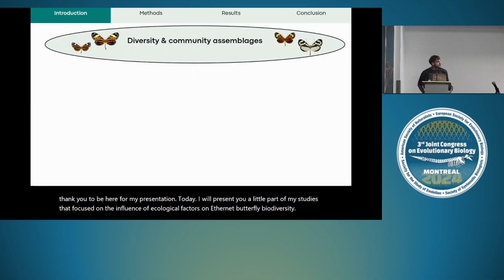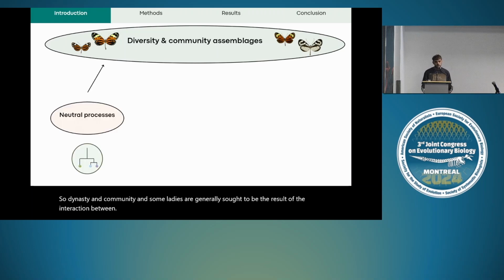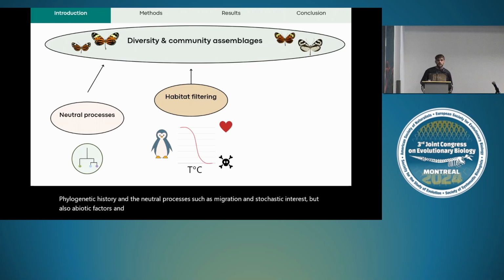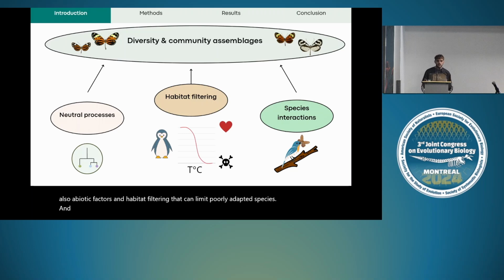Diversity and community assemblages are generally thought to be the result of the interaction between phylogenetic history and natural processes such as migration and stochastic drift, but also abiotic factors and habitat filtering that can limit poorly adapted species, and biotic interactions that can have negative effects such as competition or predation.